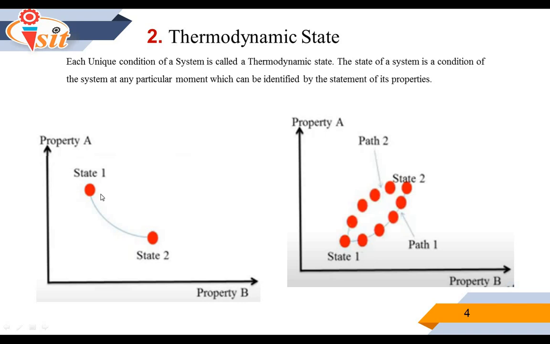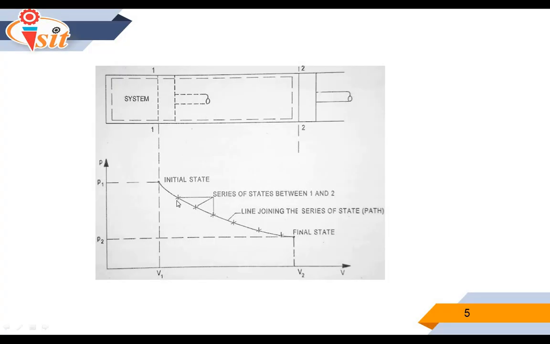In this figure you can see two properties, property A and property B, and state 1 and state 2. In the second figure, when the property changes from state 1 to state 2, a path generation takes place. The dotted line and red dots shown here are the path along which the property or state changes from state 1 to state 2. In this example, we can also see a cylinder piston assembly, which is called a system. The cylinder piston is in initial state 1 and the final state is 2.